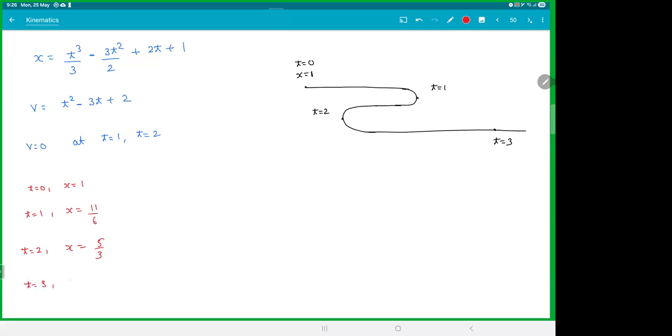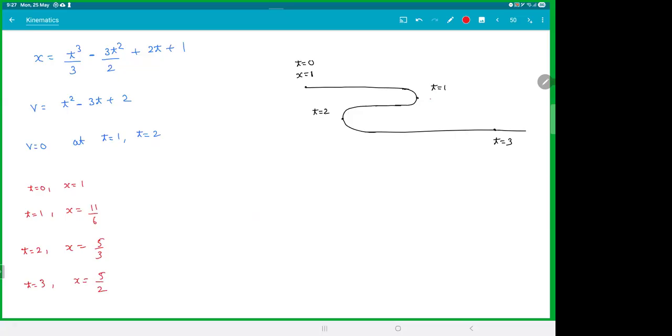T is equal to 3. 3 cube by 3, 9 minus 27 by 2 plus 3, 9, 7, 15. How much is this? 27 by 2. That is 13.5, 2.5, 5 by 2. Then I got the coordinates.